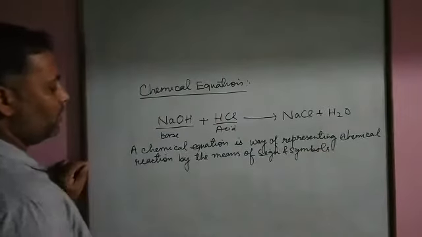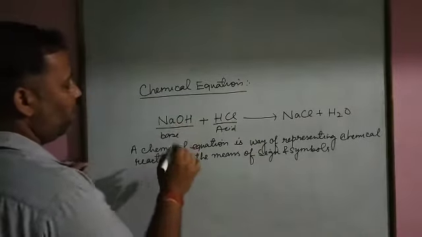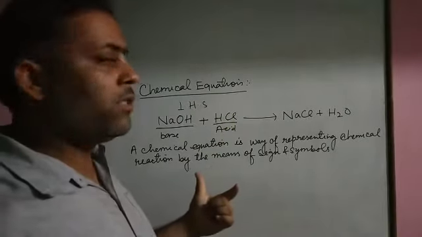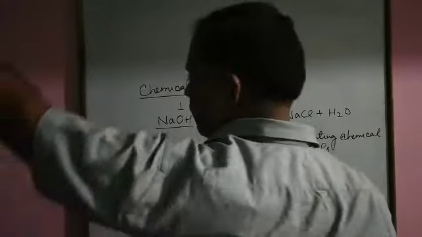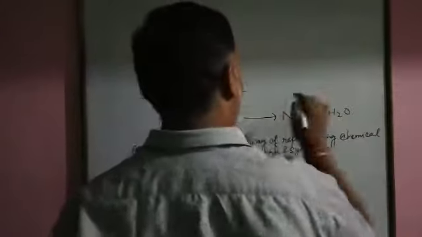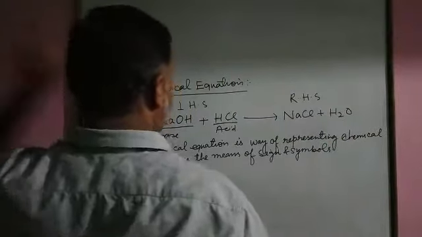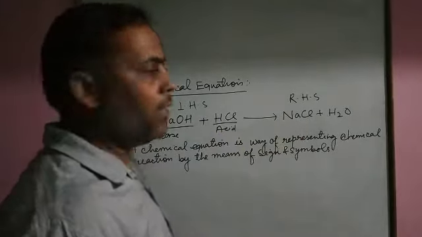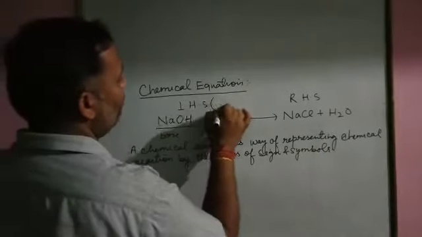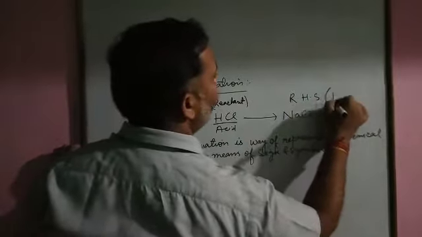Next, what do we see here? These are on the left hand side. It means this is LHS. How to know? In chemistry, we term it like this. This one is the left hand, that's why it is the left hand side, and this one is the right hand side. The left hand side are also known as reactants, and these are products.